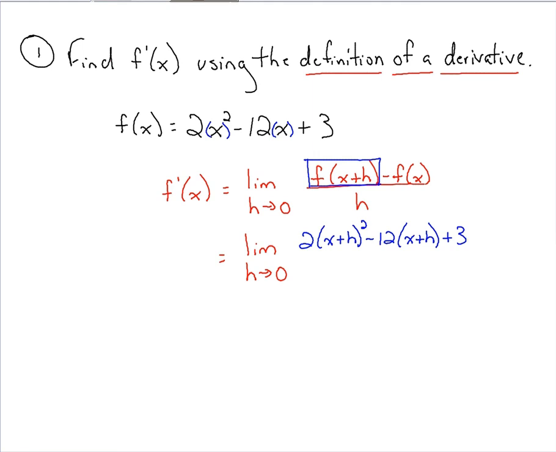As we continue with the difference quotient, we're subtracting f of x. Well, f of x is the original function. So I'm subtracting, as a quantity, 2x squared minus 12x plus 3. That is all over h.